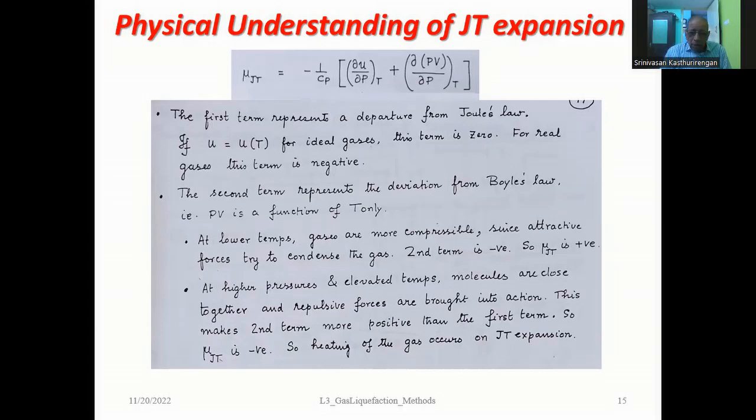At low temperature, gases are more compressible and the attractive forces try to condense the gas. So the second term is negative, and so mu JT is always positive. At high pressures and elevated temperatures, molecules are close together and repulsive forces are brought into action. This makes the second term more positive than the first term, so mu JT becomes negative. The heating of the gas occurs, and hence the Joule-Thomson expansion shows a heating in the process. So that is the physical understanding of this.